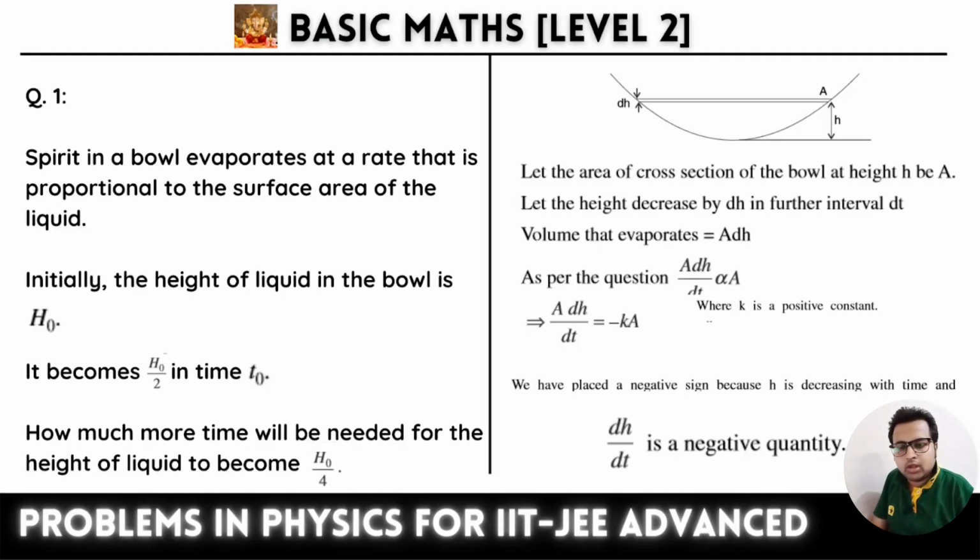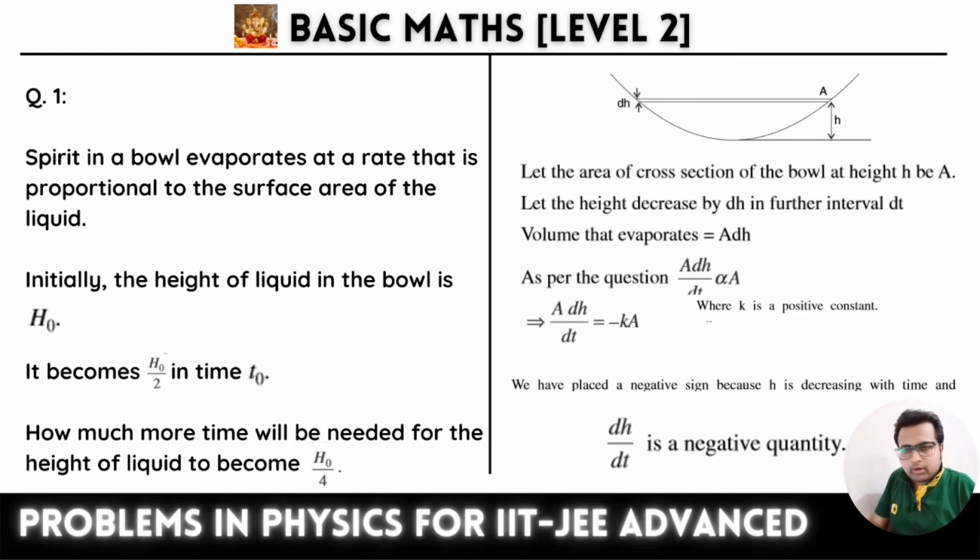Okay. So I hope you are done and you came up with the solution. So let's see. As we have already seen, the problem is very straightforward. It is clear to us. There is a ball. Initially the height is h naught at time t naught, and after some time, definitely liquid is evaporating, so the height will decrease. So they are asking at what time that height will be h naught by 4.